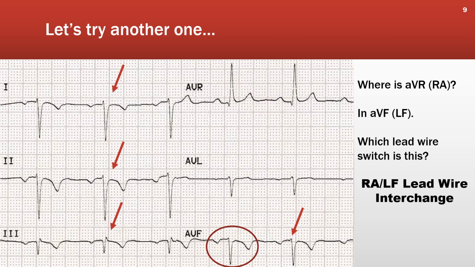Augmented leads cannot switch places with standard leads. AVR could not have switched places with any of those leads, 1, 2, or 3, and vice versa. Standard leads cannot switch places with augmented leads. So what we're seeing in AVF is the true AVR-AVF switch, but not in 1, 2, and 3.